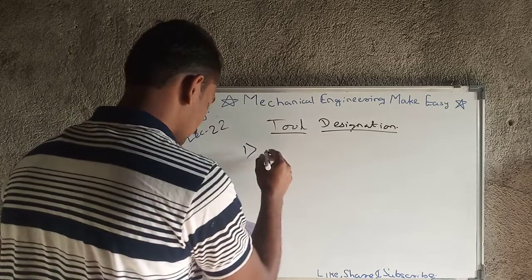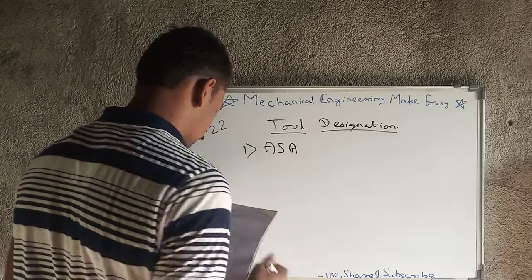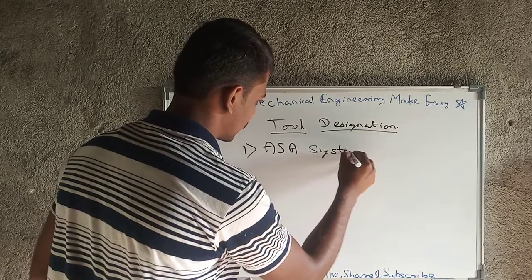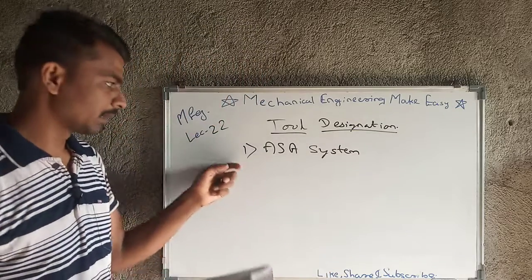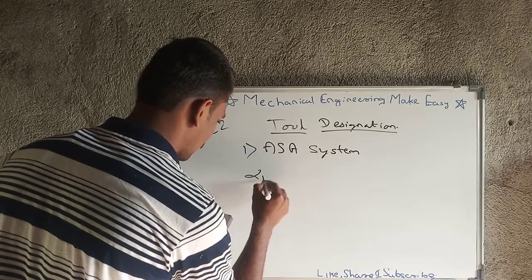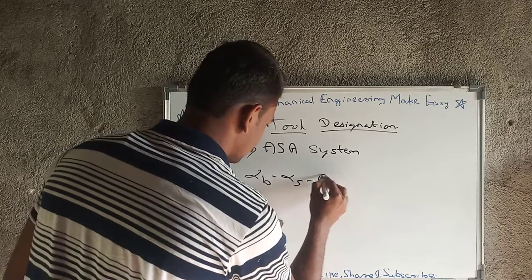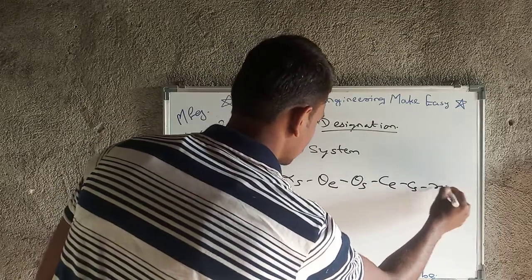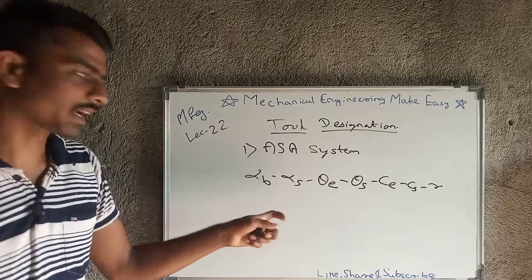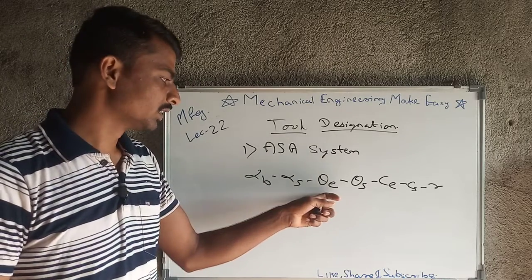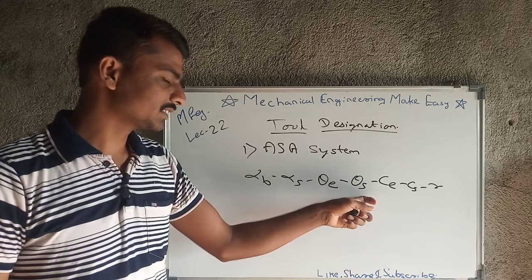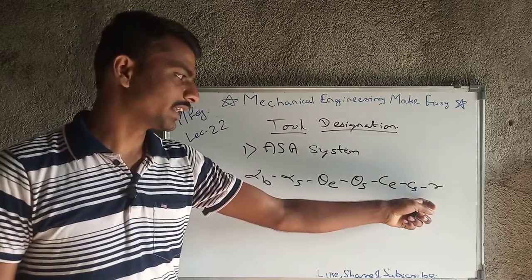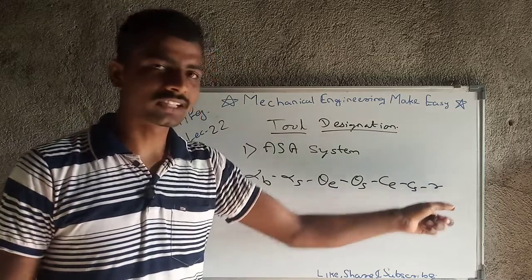So first is nothing but the American Standards Association system, that is ASA system. With the help of this system, how we will denote, that is nothing but alpha B, alpha S, then theta E, theta S, CE, CS and R. Alpha B is nothing but back rake angle, alpha S is nothing but side rake angle, theta E is nothing but end relief angle, theta S is nothing but side relief angle, CE is nothing but end cutting edge angle, and CS is nothing but side cutting edge angle, and R is nothing but nose radius.